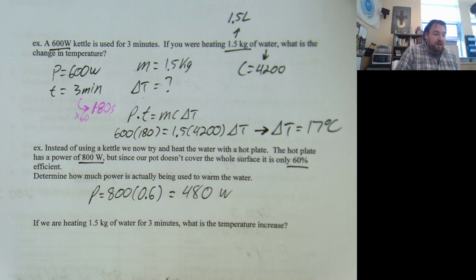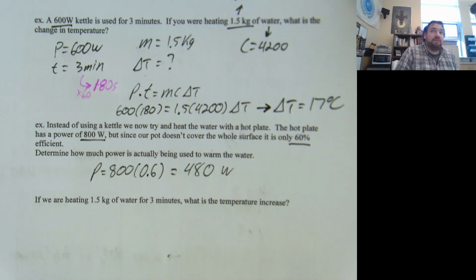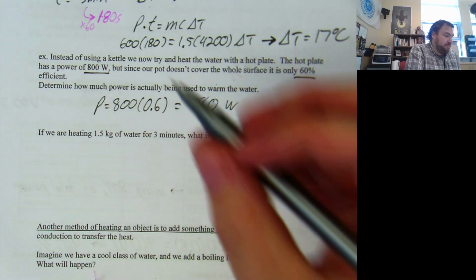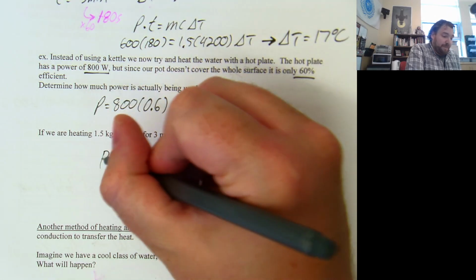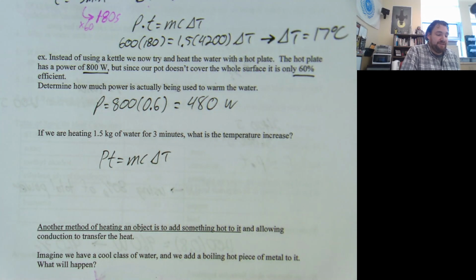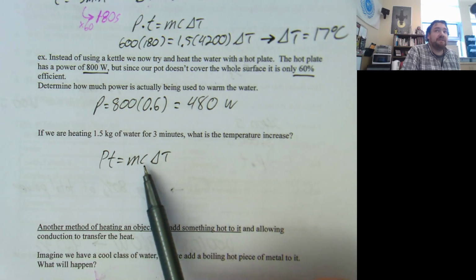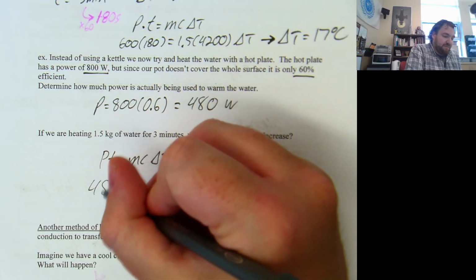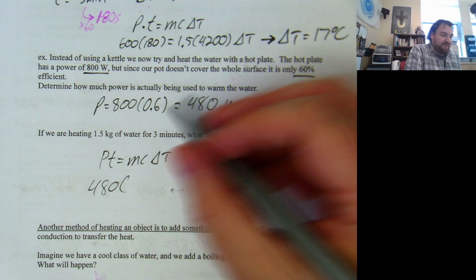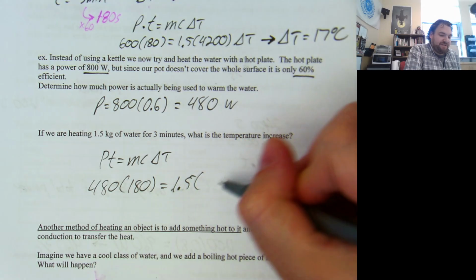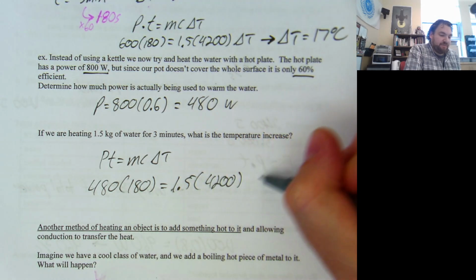If we heat the same amount of water for the same amount of time, what's the change in temperature going to be? Well, it's still PT equals MC delta T. The power times the time is equal to the mass times the specific heat capacity times the change in temperature. P is 480. T is still 180. The mass is still 1.5. The C value is still 4,200.